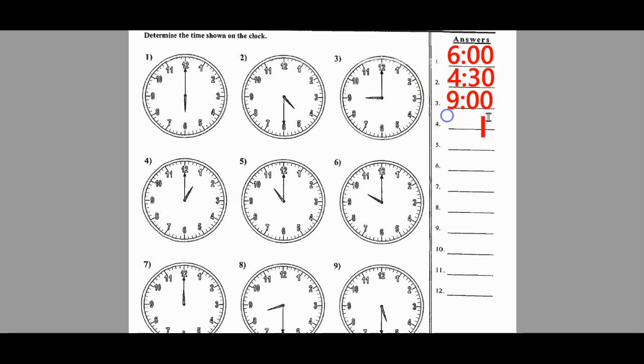What's 4? Yeah, that's going to be 1. Okay. 5. That's 11, and the minutes is going to be 0, 0. 6, 10 o'clock. If you don't have it, make sure you fix it. 7, 12, and it's still so both hands are going straight up, right?